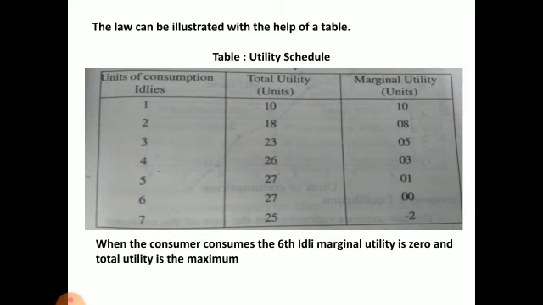Thus, according to this law, marginal utility of a commodity varies inversely with its number. You just see the first column and the last column. As units of commodity consumed increases from 1 to 2, 2 to 3, and so on, the marginal utility goes on decreasing from 10 to 8, 8 to 5, 5 to 3. So we say that there is an inverse relationship between marginal utility of a commodity and the units of consumption.